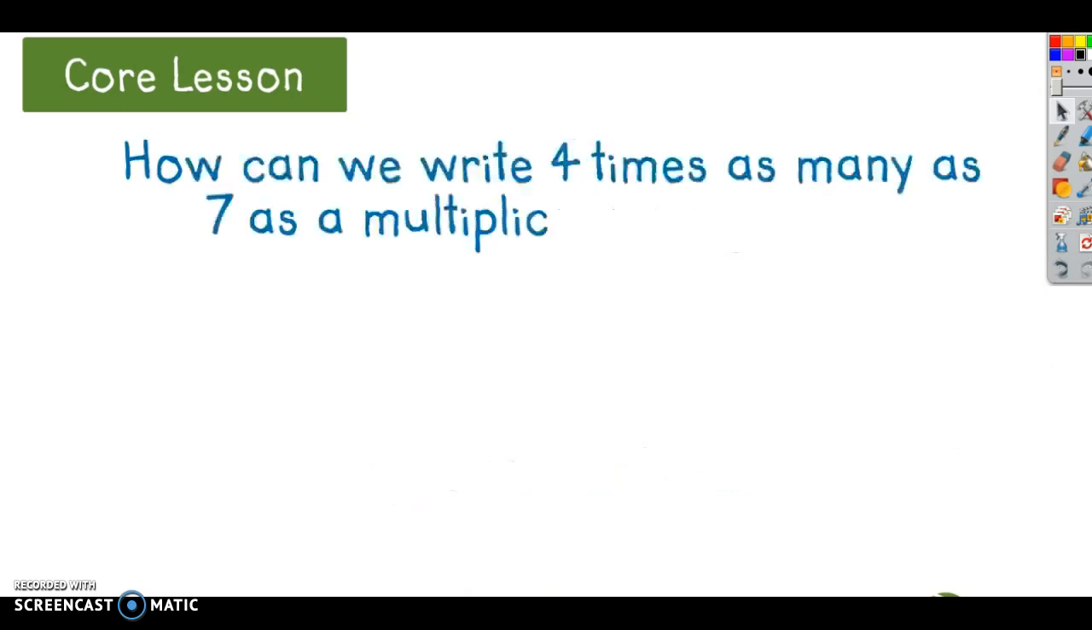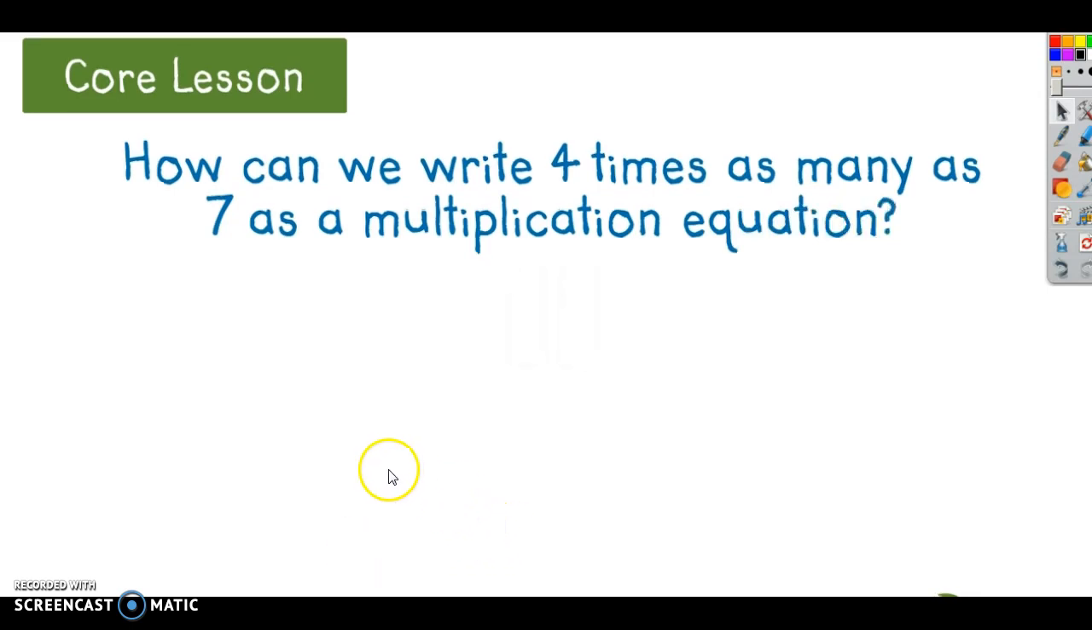How can we write 4 times as many as 7 as a multiplication equation? So now this is just the opposite of what we just did. So if you kind of forgot what to do, just rewind the video, write the equation, and then hit play again and see if you can get it correct. And you might want to do a bar model as well to kind of help you out, but really the only thing you need to write down is the equation.